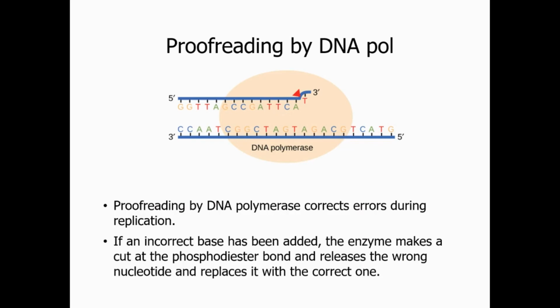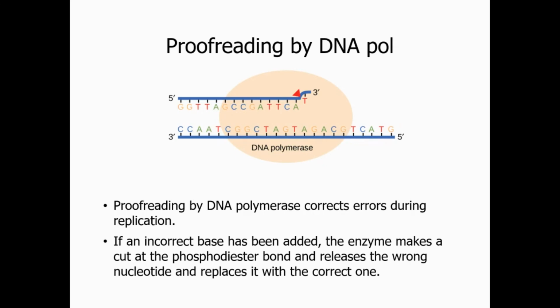Proofreading by DNA polymerase. So we talked about why we use DNA to store genetic information, right? Because the information can be copied using complementary base pairing. And also that pairing will ensure that we don't have too many errors, right? If you just follow the rule A pairs with T, C pairs with G, you shouldn't make a lot of mistakes. But the enzymes are not perfect, right?